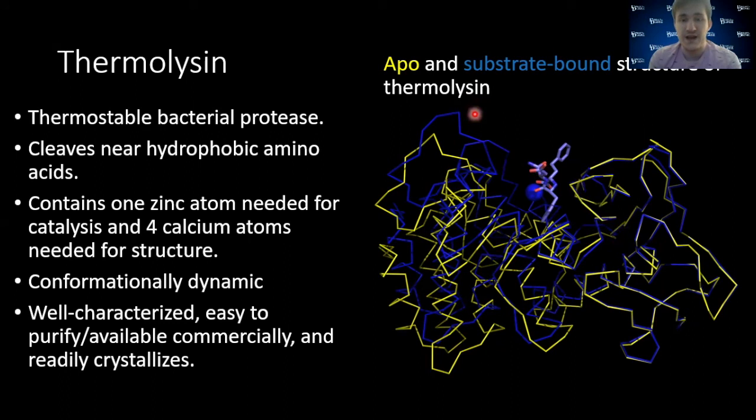Thermolysin undergoes a conformational change during catalysis, as shown in this figure to the right. The apo state is shown in yellow, and the substrate-bound state is shown in blue. The enzyme closes in on the substrate when it binds. Thermolysin was an attractive enzyme to study because it is well characterized, easy to procure, and readily forms protein crystals, along with that temperature stability.